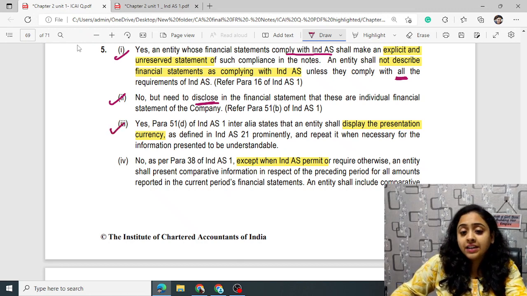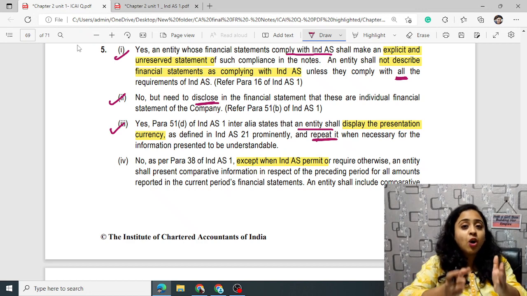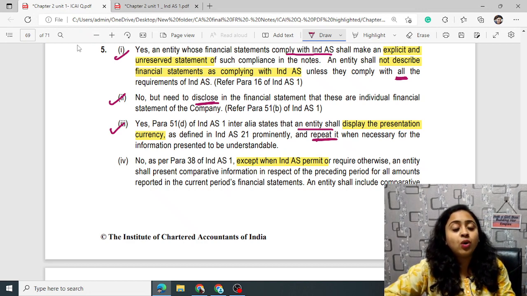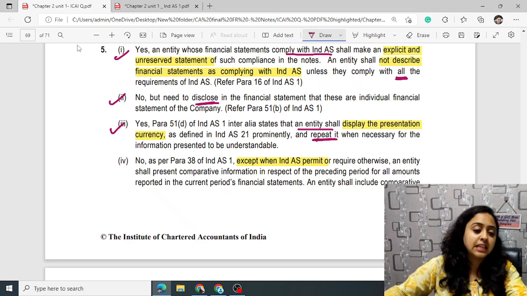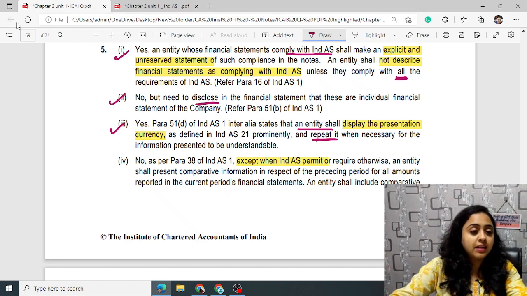Yes, Ind AS 1 inter alia states that an entity shall display the presentation currency, as defined in Ind AS 21, prominently, and repeat it when necessary for the information presented to be understandable. On the top of every heading, you always write rupee in lakhs, rupee in crore, okay. So you have to mention the currency. Mentioning the currency is important, okay.